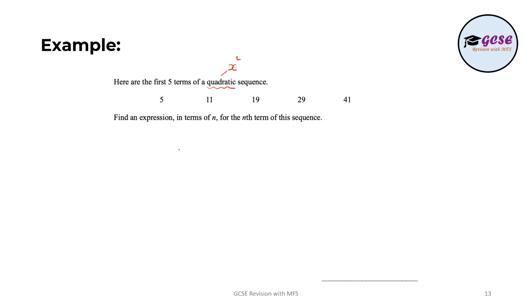Okay, so 5, 11, 19, 29, and 41. Step 1 is you work out the difference. So 5 to get to 11, you're adding 6. 11 to get to 19, you're adding 8. 19 to get to 29, you're adding 10. And 29 to get to 41, you're adding 12. Okay, so we've worked out our first difference.